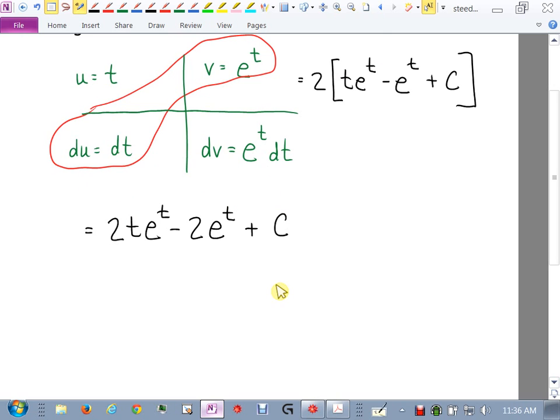All right, are we done? No, because you can't leave your answer in terms of t. The original problem was in terms of x. So we have to replace t. t was square root of x, wasn't it?